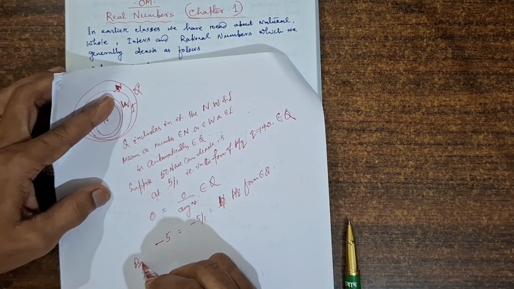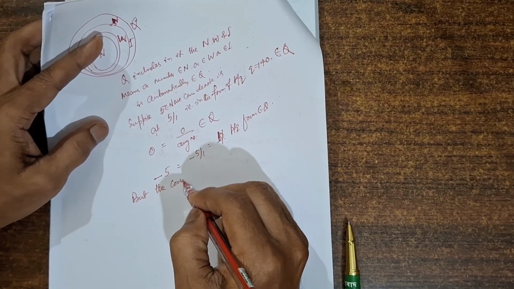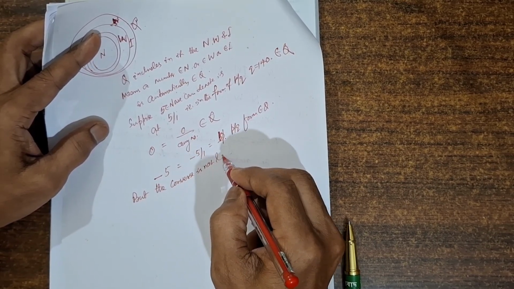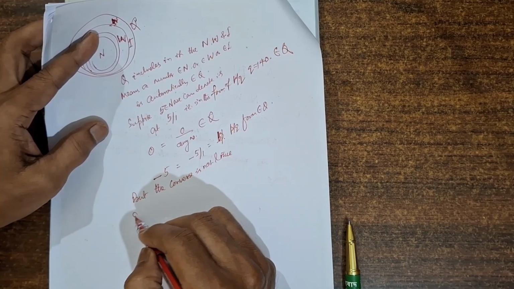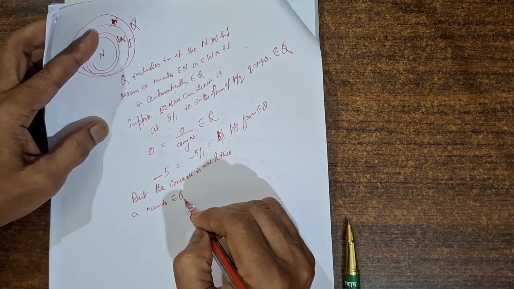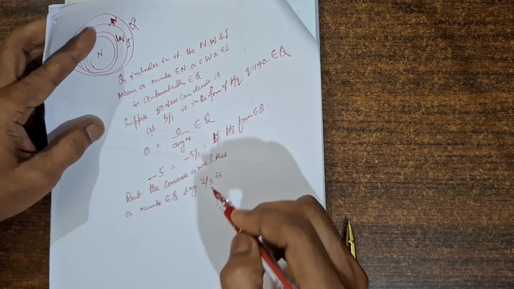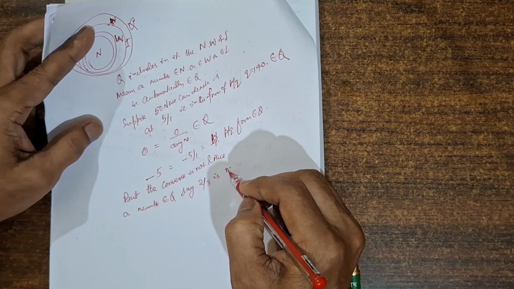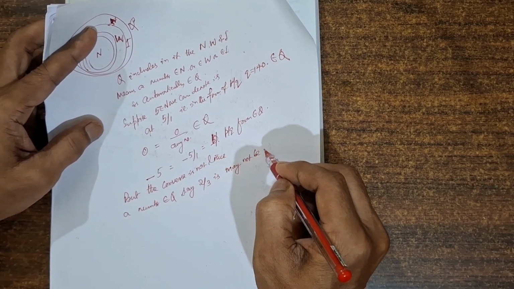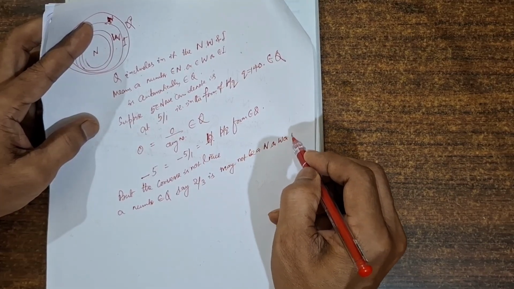But the converse is not true. A number that belongs to Q, say 2 by 3, may not be a natural number or W or I.